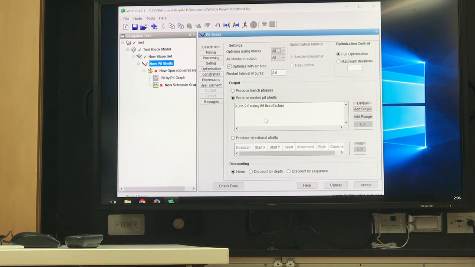So I suggest that for the first shot, go with the default numbers, and then look at your pit by pit graph and see how the pit shells have been created. If they make sense, then keep it there. If not, you could play with these coefficients. You could change the range. Sometimes, let's say with 0.3, you might not even be able to find any pit, because there's nothing that's going to be economically feasible to be extracted with $300.